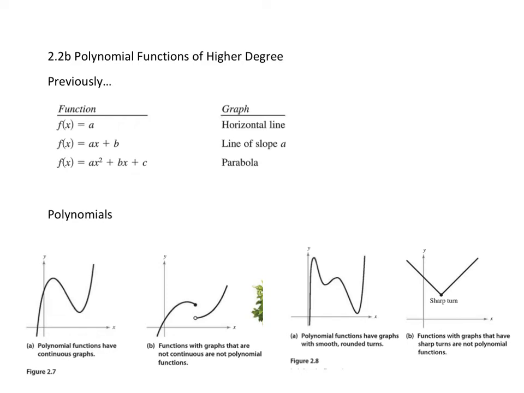We are going to extend our knowledge of polynomials. Previously, we have looked at a regular horizontal line, a straight line, and a parabola. Now we're going to talk about what it means to make it a polynomial. A polynomial has continuous graphs. It's a smooth line. It doesn't have any jumps in it. It has rounded turns, no pointy turns like an absolute value graph. And that's basically what you go by.